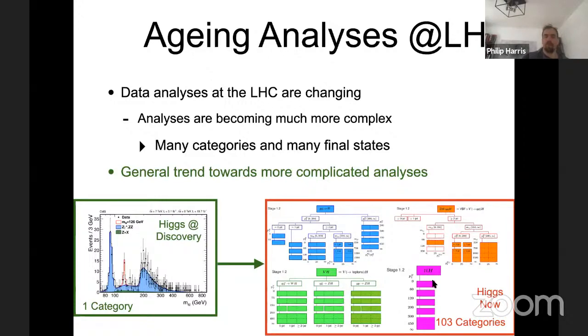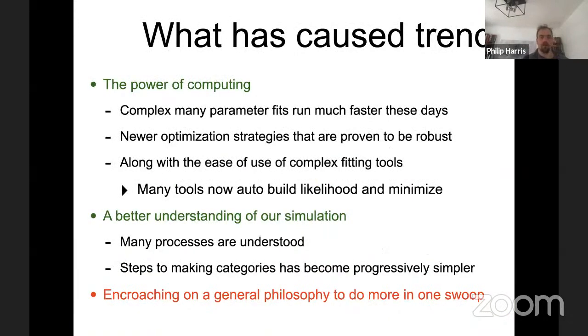And this has been true for all analyses at the LHC. We've gone from simple analyses to many categories and complex fits. When I did Higgs to Tau Tau, the actual analysis looked for the Higgs in 72 different categories. And the fit had about 2,500 nuisance parameters that you floated. The fit took about 24 hours. It was very nerve-wracking to do this. But these days, even that kind of fit, you can run relatively quickly. I think you can run it in less than an hour now, thanks to the power of computing.